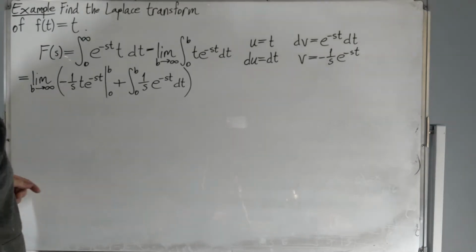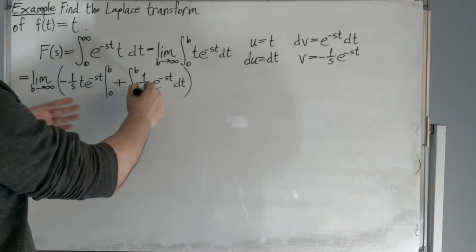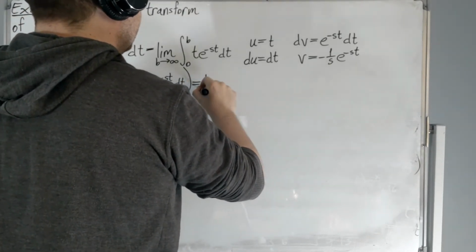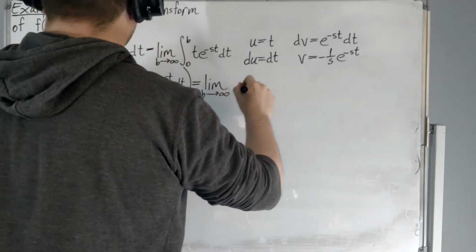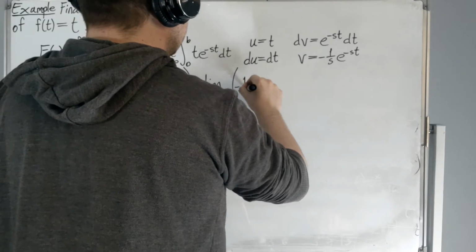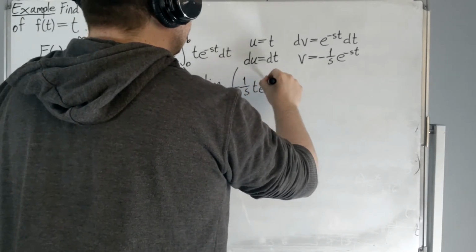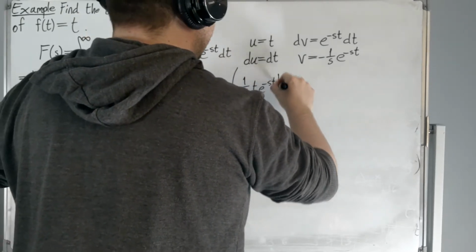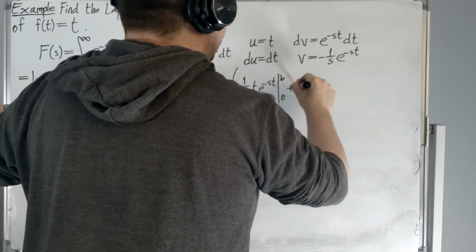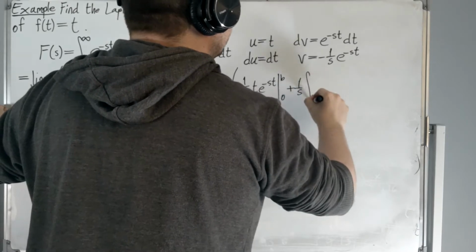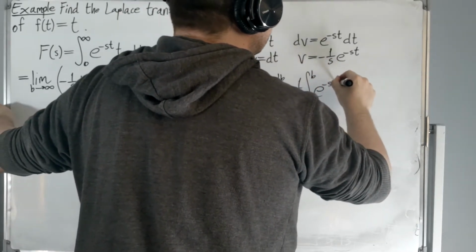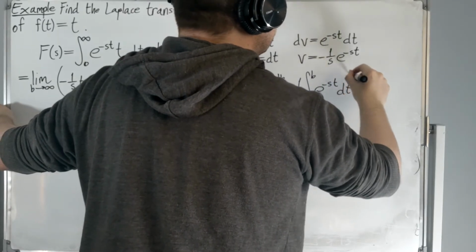Okay, so then 1 over s is a constant, which means we can pull it outside the integral. So this becomes the limit as b approaches infinity of negative 1 over s t e to the negative st, evaluated from 0 to b, plus 1 over s integral from 0 to b e to the negative st dt.